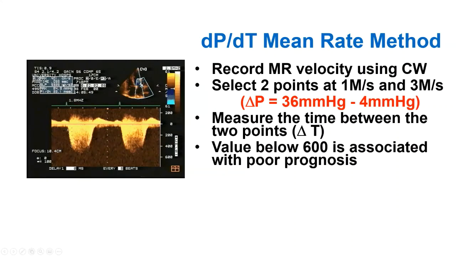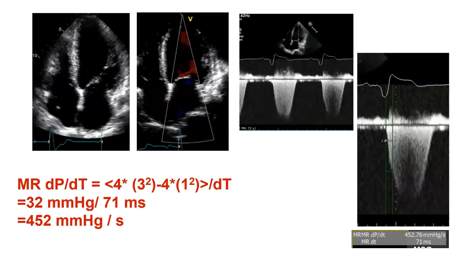55 milliseconds was the time between 1 and 3 meters per second, and this translated into a dP/dt of 400. Now, you can get the same information just by looking at the envelope. In another lecture, I mentioned that triangular shapes on CW, particularly in systole, are usually bad news bears. So if you see a triangular shape, it's telling you that the ventricle is generating pressure very slowly.